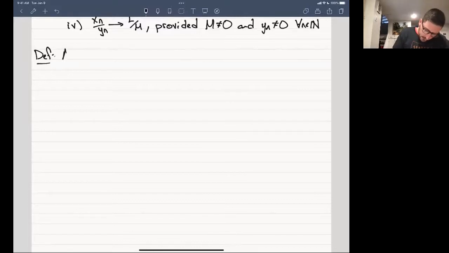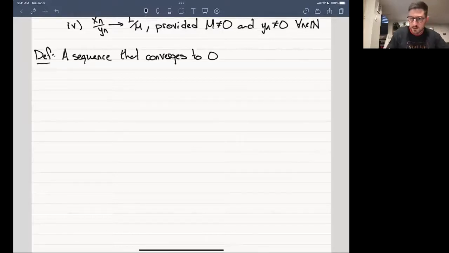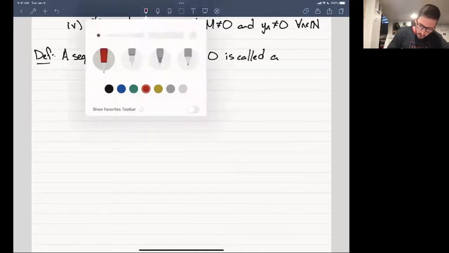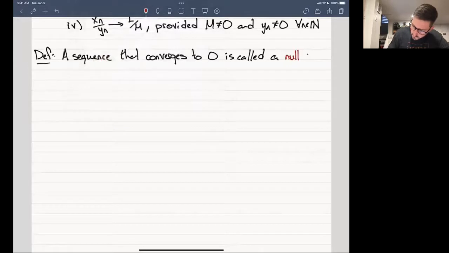A sequence that converges to 0 is called a null sequence. Okay, so if your sequence converges to 0, it's called a null sequence. So an example of this would be 1 over n, right? That converges to 0.